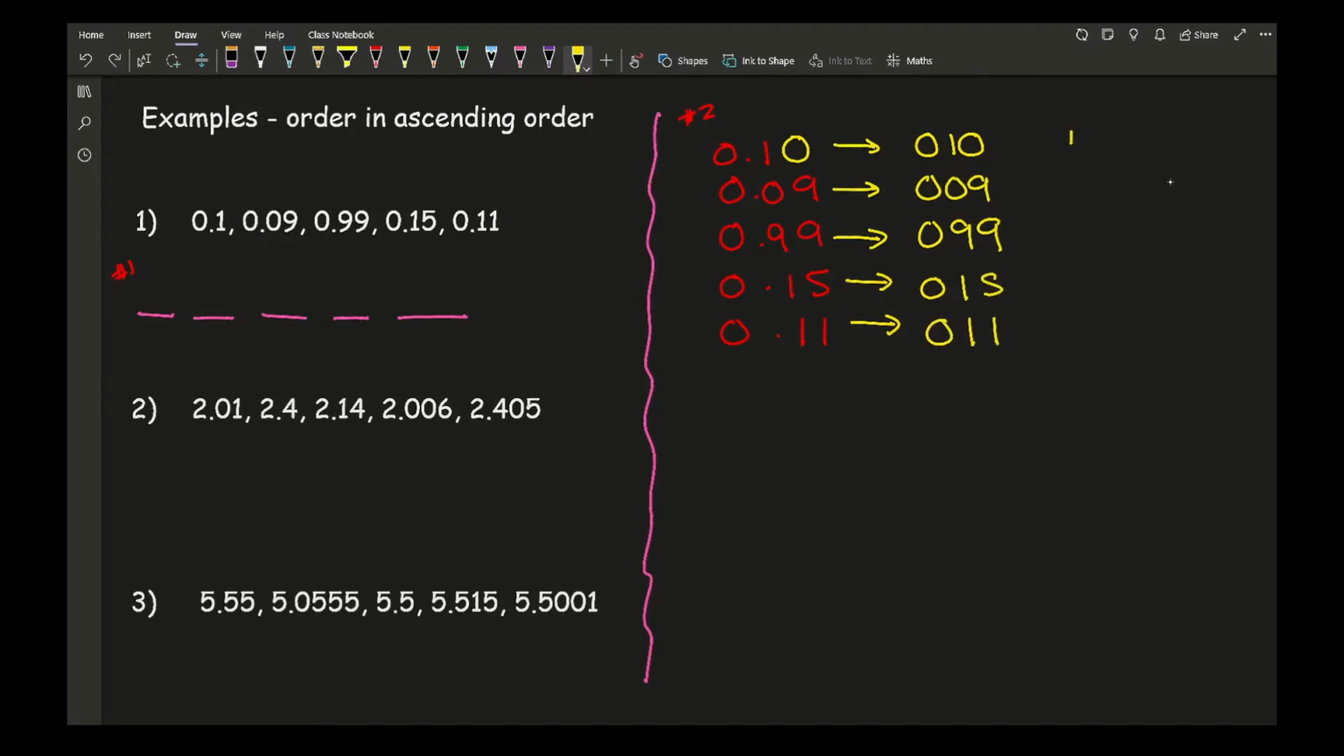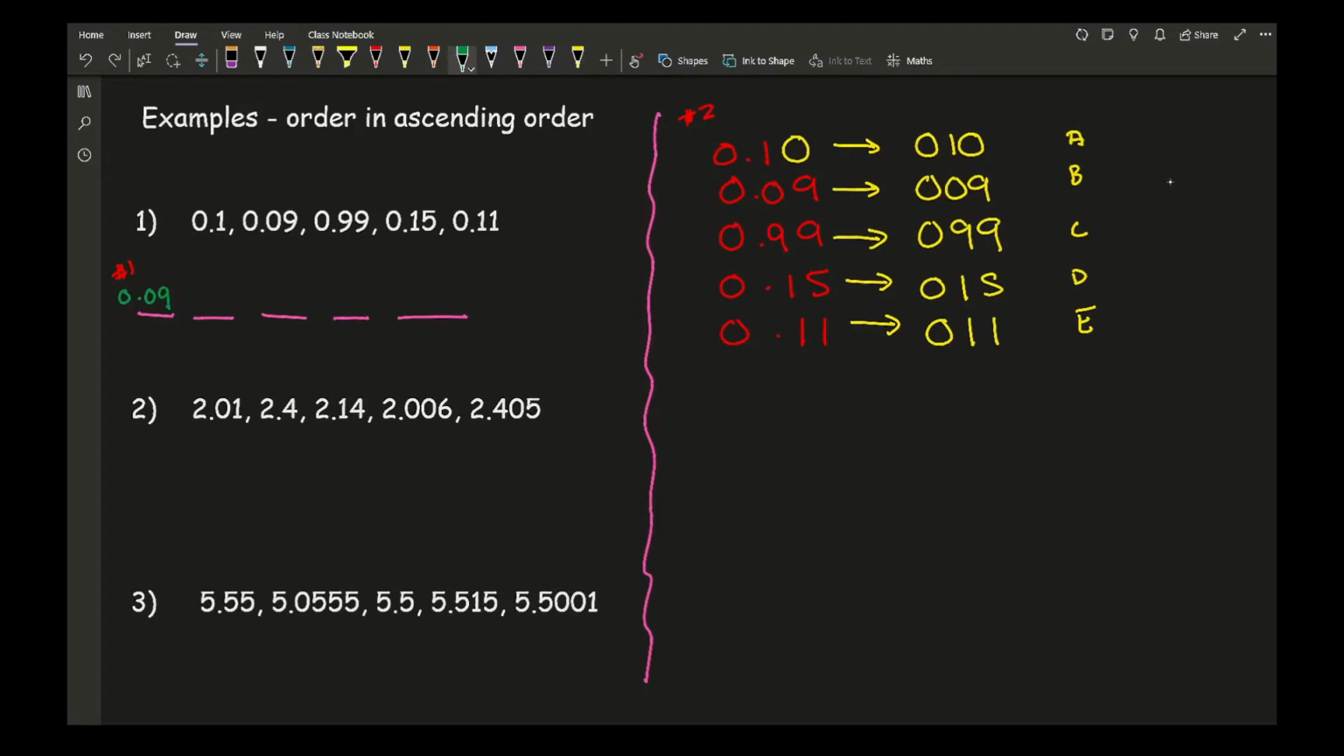Now the next thing I'm going to do is just put a letter next to each of these numbers. And I'm now going to use these yellow numbers to help me order the red numbers from smallest to biggest. So looking at my set of numbers, I can see 009, which is basically 9, is the smallest out of the numbers. So here I'm going to write down, let's get a different color pen, 0.09.